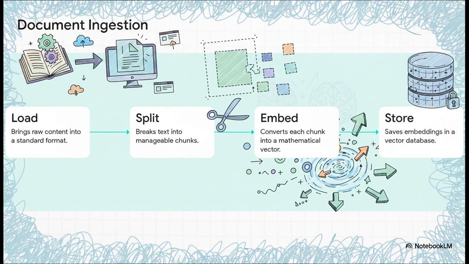Let's walk through it. Step 1 is load. We need to actually bring our company handbook into the system. There are specialized frameworks that have loaders for almost anything. PDFs, internal websites, databases, you name it. The loader grabs the raw text and standardizes it.